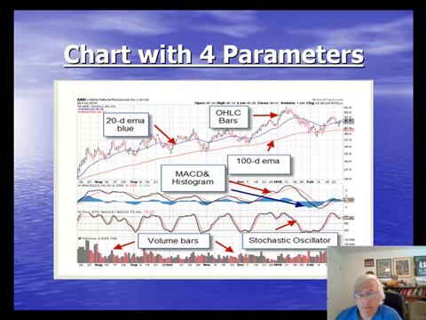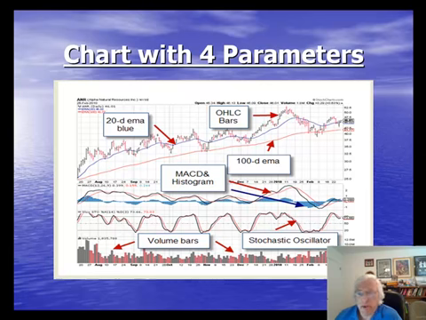And the histogram, okay, which is the subtraction of the trigger or the 9-day exponential moving average from the MACD itself. And the histogram is shown in a bar chart form, so those blue bars indicate the histogram, and basically we just want to see the histogram above 0. That would be a bullish signal.